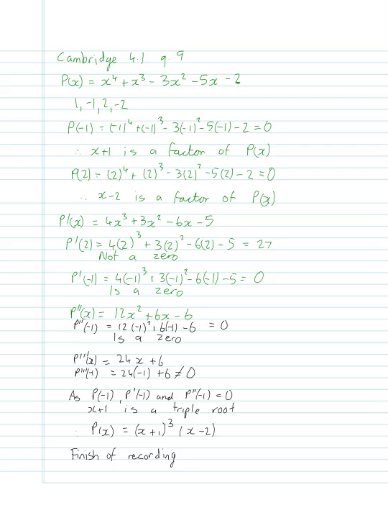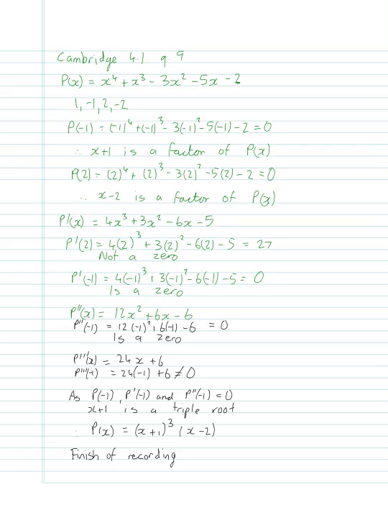So p(x) has a root, p'(x) has a root, p''(x) has a root, and because it works in 3 equations, it is a triple root. As p(-1), p'(-1), and p''(-1) equal 0, x plus 1 is a triple root because it works in 3. So that's the multiple zero.